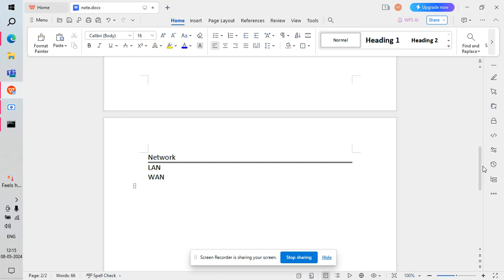And there is WLAN, that is wireless LAN. In a LAN, we are using a wired connection to connect each other's devices. In WLAN, we will use a wireless connection. That's the only difference. And there are so many other types of networks also, but these three are very important.